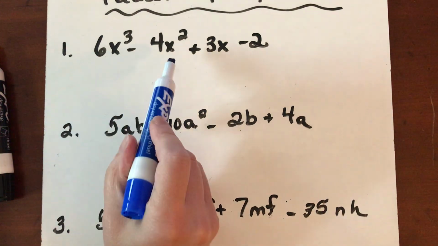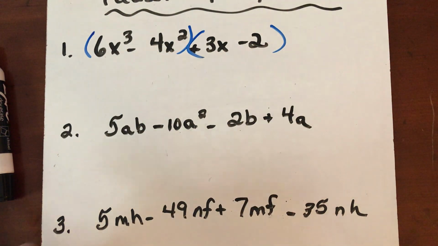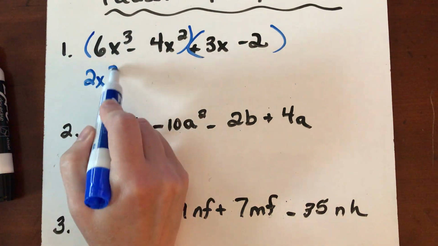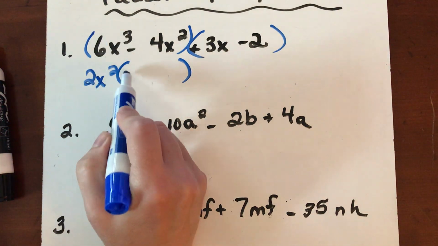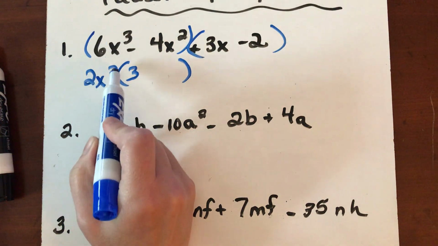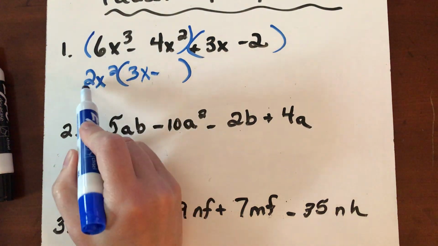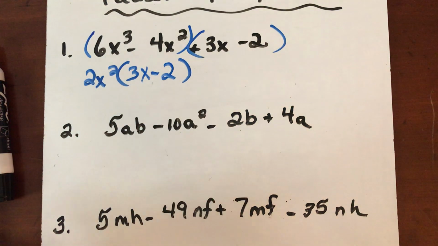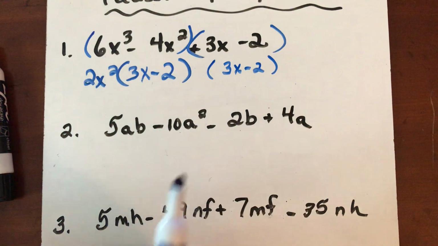All right, so here I'm going to go ahead and group the first 2 and the last 2. Now I'm going to pull out a 2 and an x squared. Okay, so 2x squared times what is 6x cubed? Well, 2 times 3 gives me the 6. X squared, x cubed, I need one more, so I need an x. Minus 2x squared times what is 4x squared? I got the x squared, but 2 times 2 is 4. So now I know that this is going to be 3x minus 2.